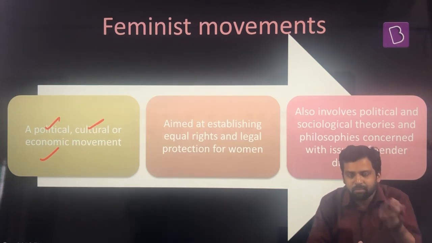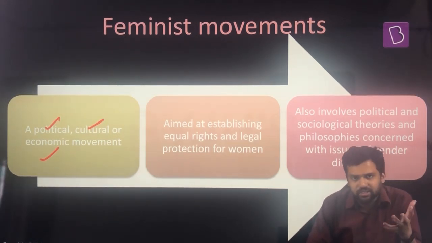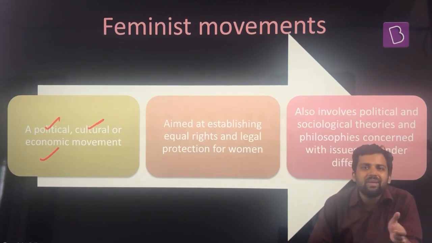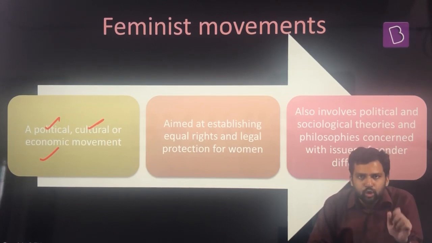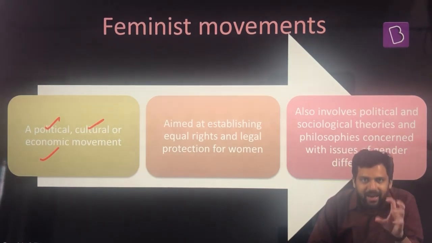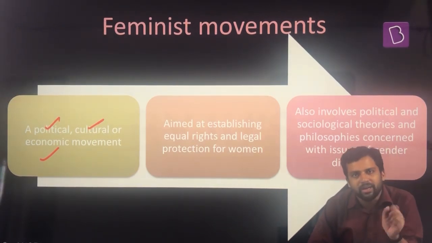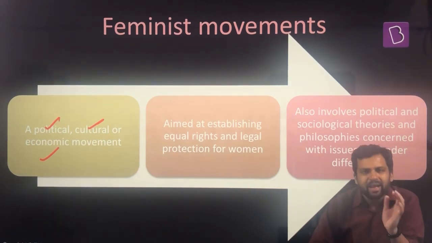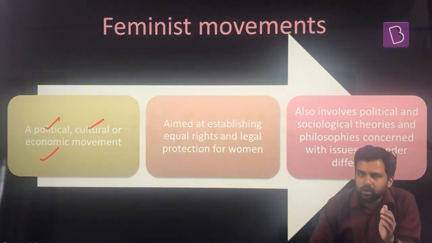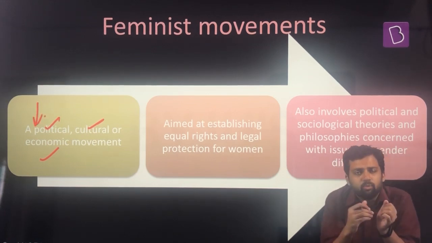Economic dimension, one example. Now, in our society, in the markets, for example, women might not be getting equal wages as compared to their male counterparts for the same work they are doing. So the feminist movement will try to assure equal wages for equal work for both men and women. So this is the economic dimension of the feminist movement, or one example of the economic dimension of the feminist movement.